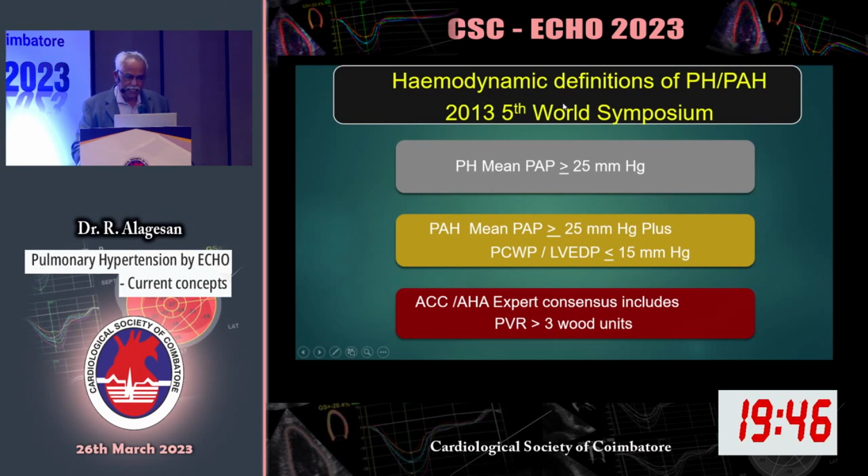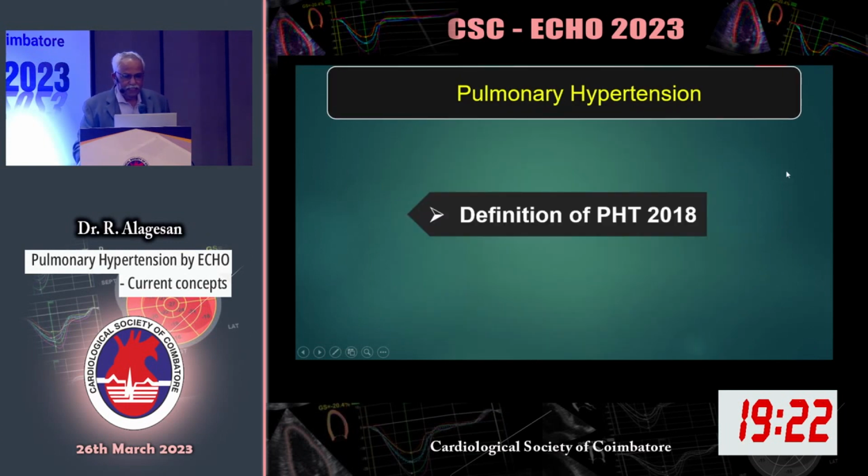In patients with pulmonary arterial hypertension, the pulmonary capillary wedge pressure and the LV end diastolic pressures are always normal. This is pulmonary arterial hypertension. The wedge pressure and end diastolic pressures are normal, less than 15 millimeters of mercury. And the pulmonary vascular resistance is increased, usually more than 3 Wood units.